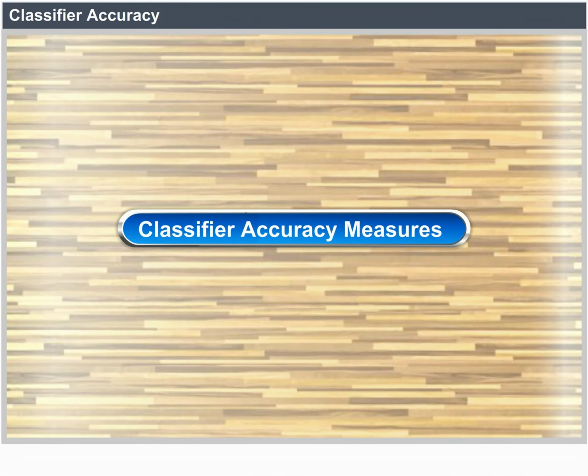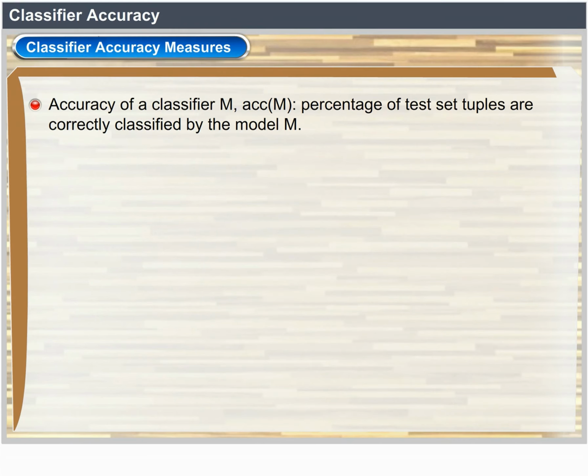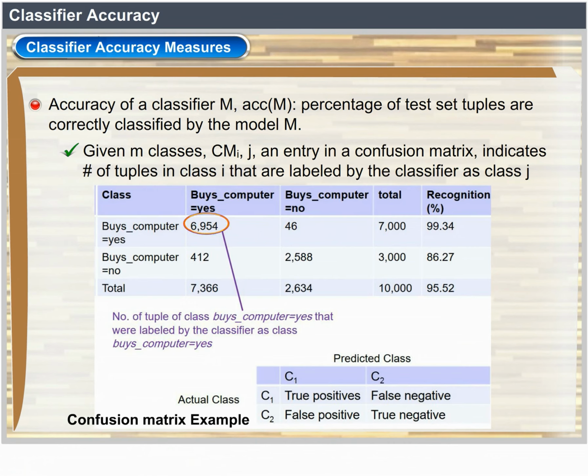Classifier accuracy measures. Accuracy of a classifier M, acc(M): percentage of test set tuples that are correctly classified by the model M. Error rate, misclassification rate of M, equals 1 minus accuracy of M. Given m classes, CM(i,j), an entry in a confusion matrix, indicates the number of tuples in class i that are labeled by the classifier as class j.